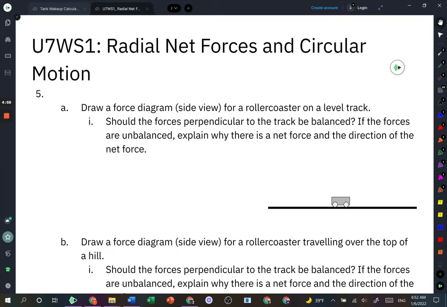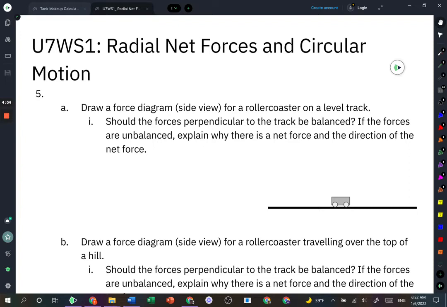Right now we're going to go over the fifth problem on Unit 7, Worksheet 1, Radial Net Forces and Circular Motion. In class, this is the one problem that we whiteboarded all three parts. I'm going to go over those problems in case you weren't here or in case you want to go over these answers again. So, for all three parts of problem number 5, we have a roller coaster cart traveling along a track.